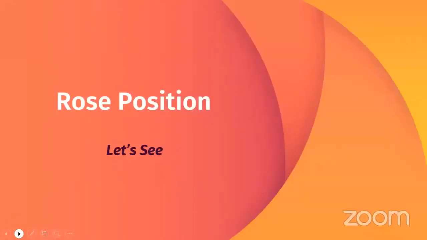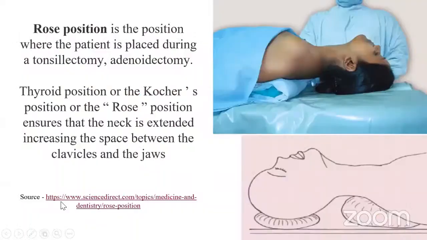The rose position. The rose position is another name for the thyroid position or coach's position, which ensures that the neck is extended, thereby increasing the space between the clavicles and jaws. The rose position is usually seen in patients placed during a tonsillectomy and adenoidectomy and similar surgeries.